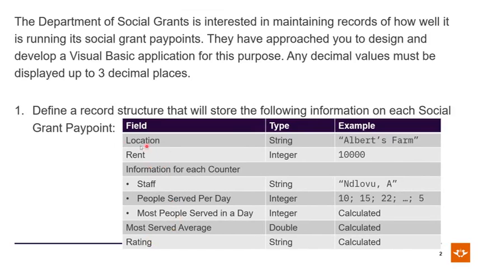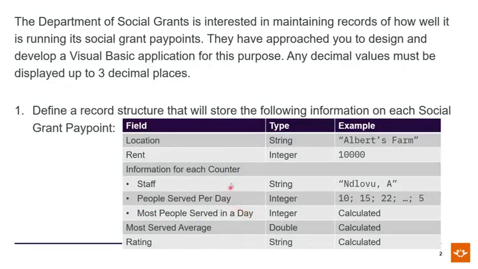But inside this pay point record structure, you can see that in addition to the location, rent, and the most served average and rating, there is a separate record structure with these 3 bullet points, because it is the information for each counter. So there will be a second record structure called counter. It is a counter at the pay point which must have the following information: staff manning that counter, the people served per day at that counter, and the most people served in a day.